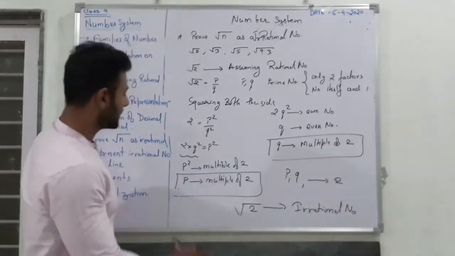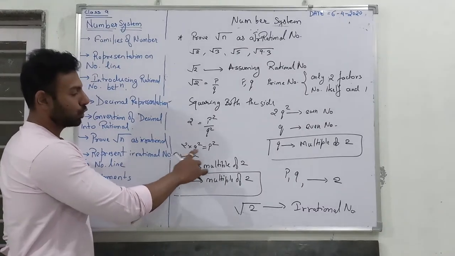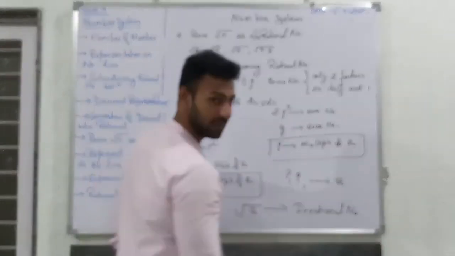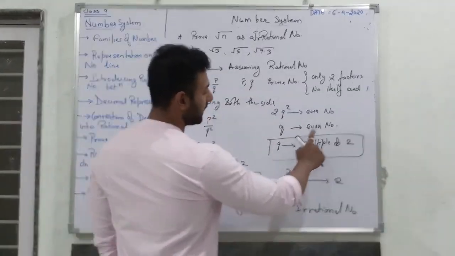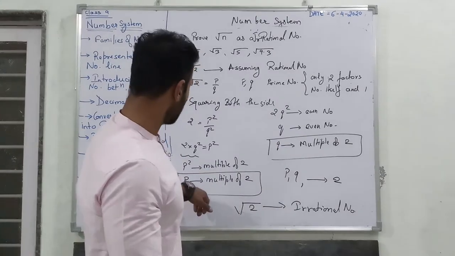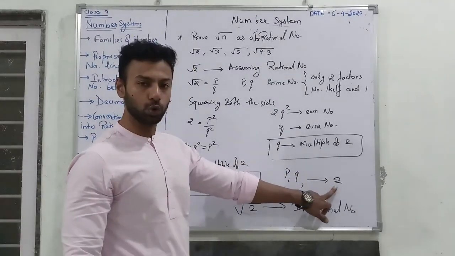Now, we are seeing that on the left hand side 2Q square. So 2Q square is an even number. So Q will also be an even number, and if Q is an even number, then it will be a multiple of 2. Now we are getting P and Q as multiples of 2.